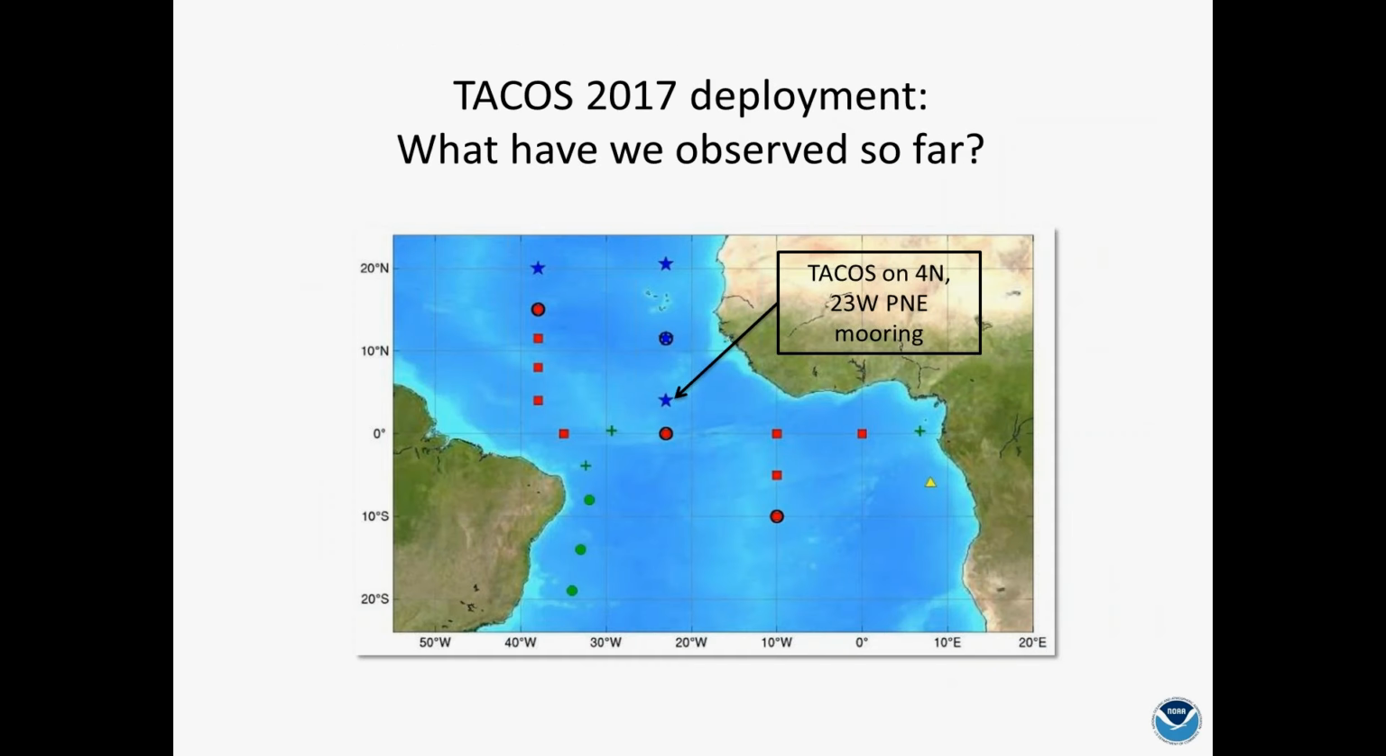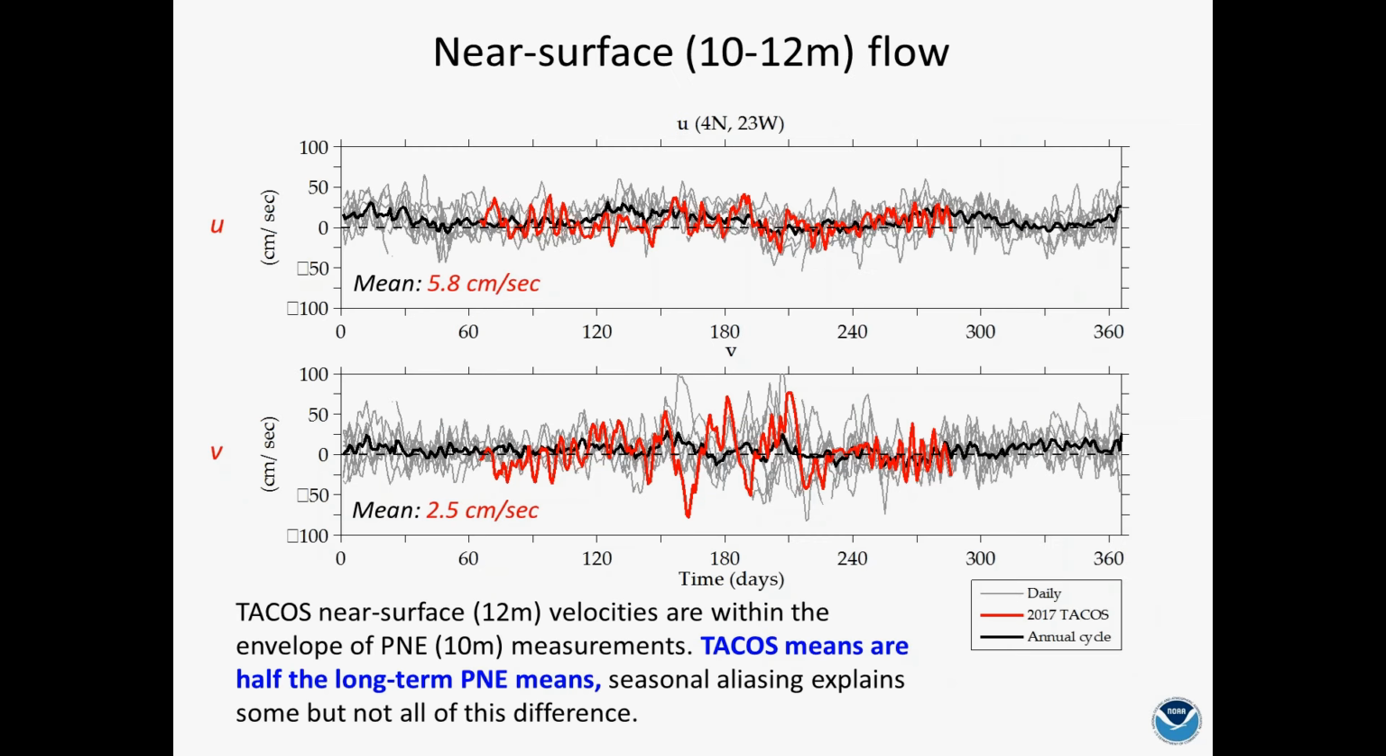Okay, so now that's the backdrop of what we know and what we expected to find, and now we can talk about what we actually observed. So these are the surface currents that we observed with TACOS. This is the near surface flow at 12 meters depth. Red is showing you this year's deployment. This is the PNE sensor that was deployed this year at 12 meters depth.